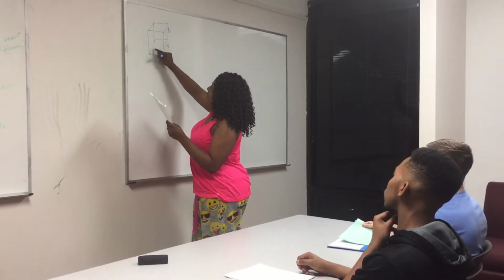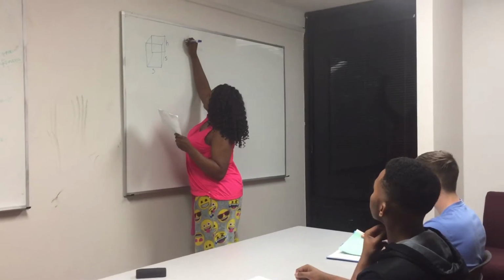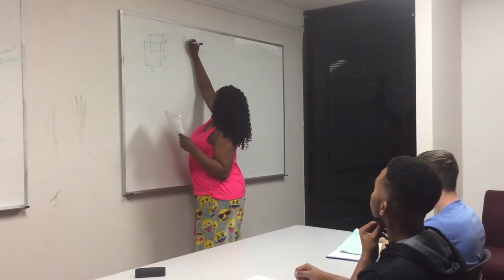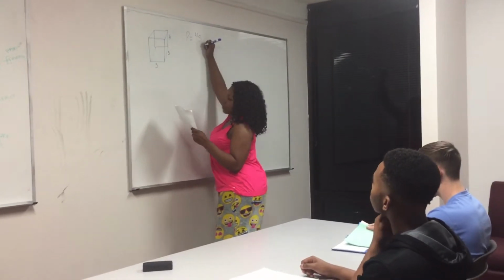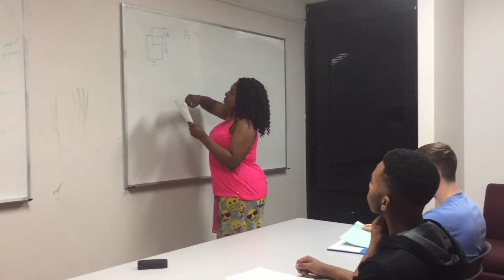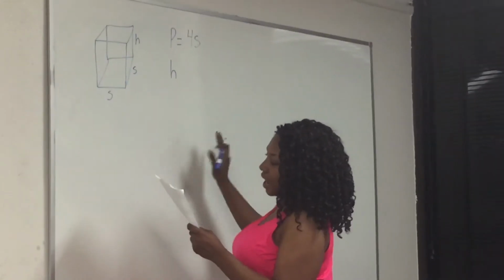First things first, you need to find the perimeter of one of the sides. In this case, we're going to get the perimeter of the bottom side. So the equation for that is P, as a perimeter, is equal to 4S. And what we're also going to need is the height, so we're just going to leave that as H.